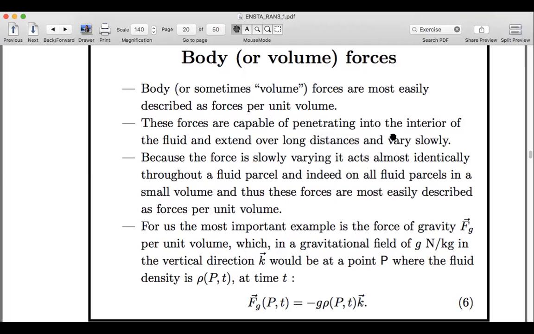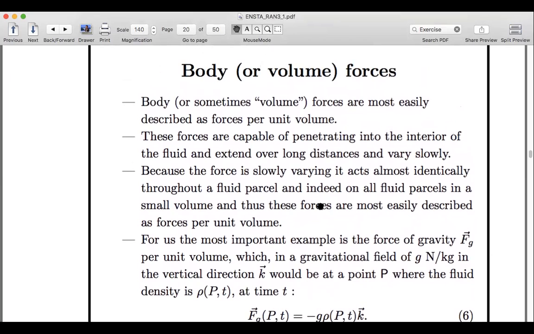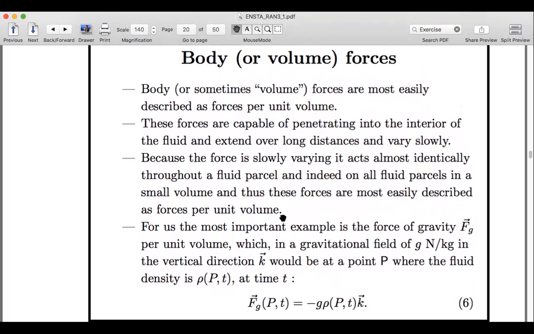The body forces are capable of penetrating into the interior of the fluid and extend over very long distances and vary very slowly. So why didn't I just say it's constant? Well, it's actually not perfectly constant, right? The force of gravity, for instance, is stronger closer to the center of the Earth than when you're farther away. But for most applications, that difference is absolutely tiny, so it can be ignored. But technically, I have to say the body force varies very slowly. It's almost identical throughout the fluid parcel, and is essentially uniform for small volumes.